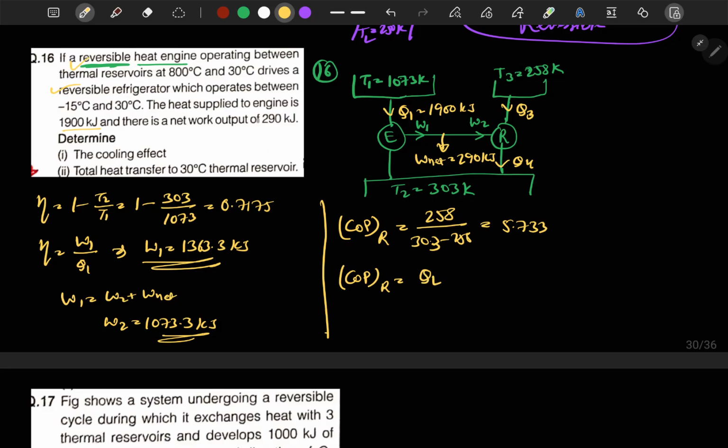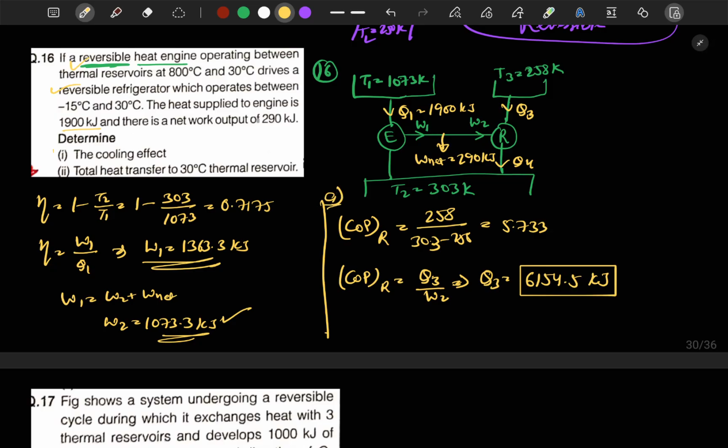We can also use that COP of refrigerator is equal to desired effect, that will be Q3, divided by input W2. From here we can calculate Q3 is equal to COPR into W2, which we have already calculated here, so we get Q3 is equal to 615.4.5 kilojoule. So this is our part A, which has been asked here, the cooling effect. We calculated it as 615.5 kilojoule. Part A.